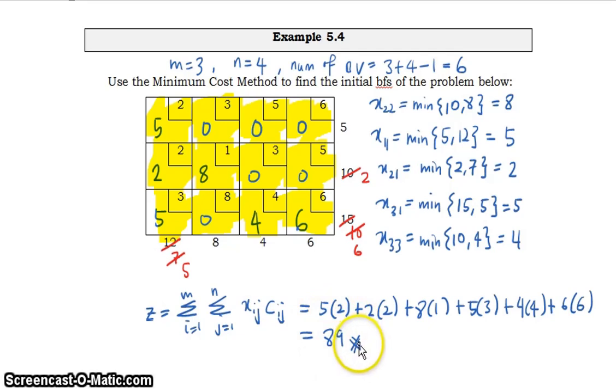This is the value of initial Z. That's all for now. Thank you.